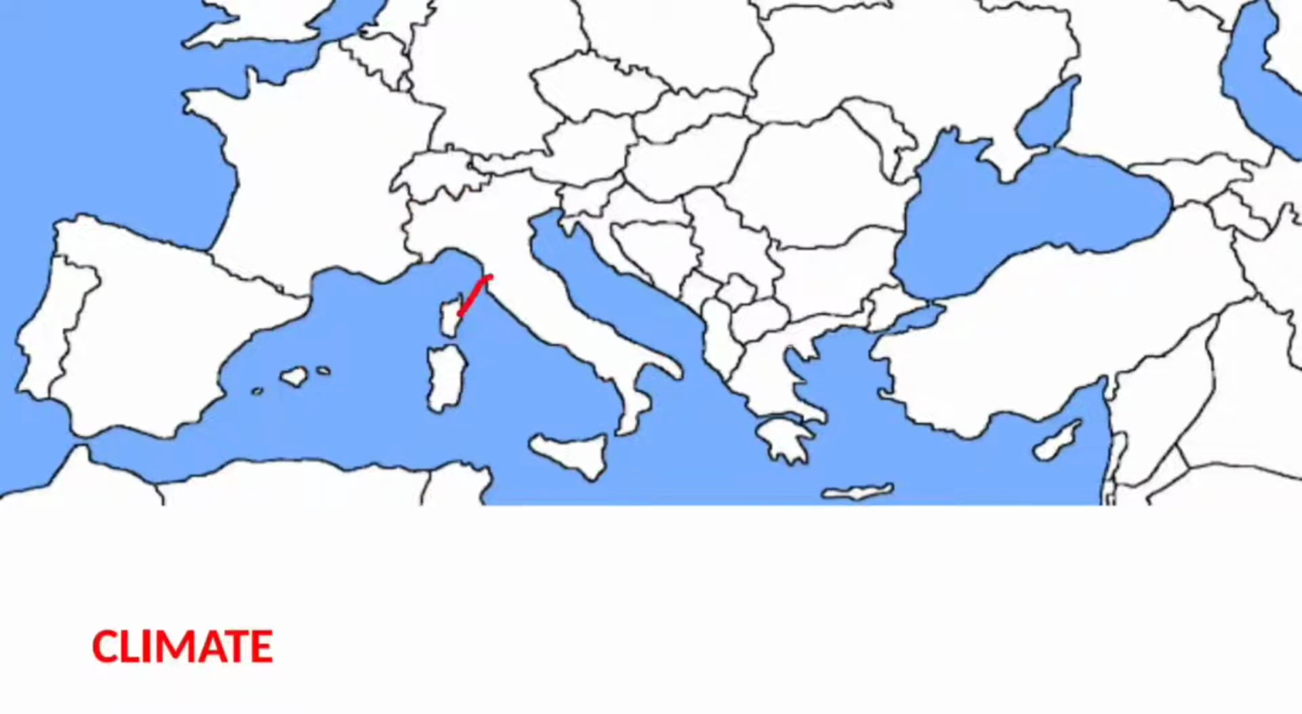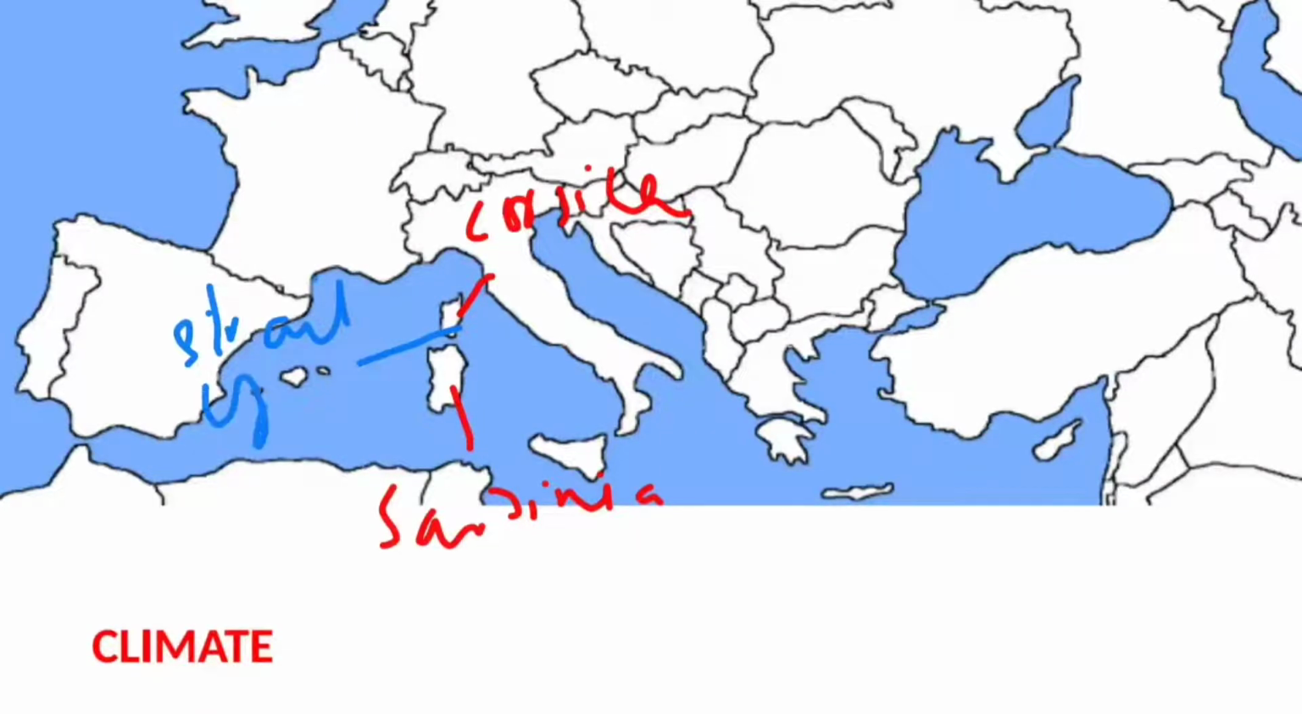I'll try to write it. This is Corsica, this is Sardinia, and in between the two we have the Strait of Bonifacio. This is here the Mediterranean Sea and this is here the Tyrrhenian Sea.